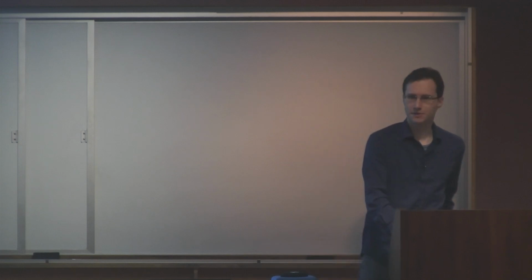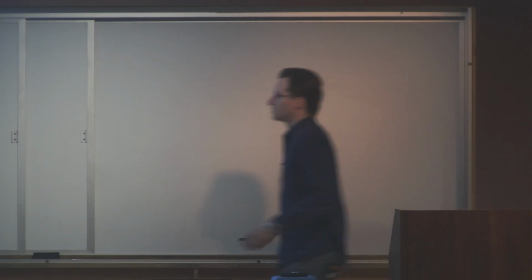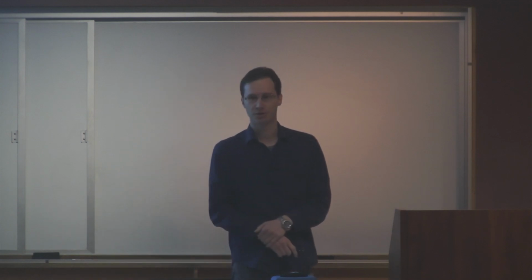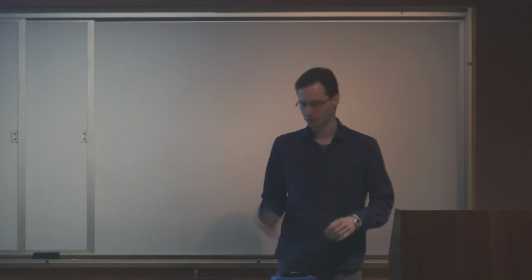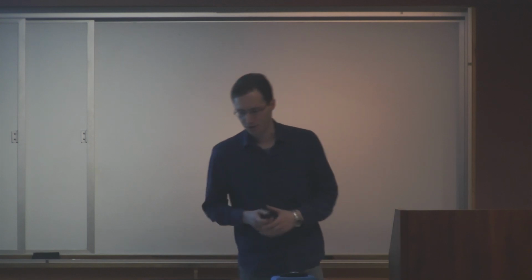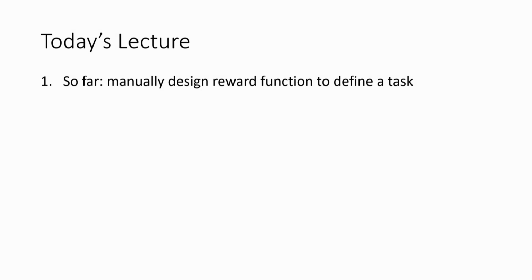Right, let's get started. So today we're going to discuss inverse reinforcement learning, continuing from our discussion of control as inference from last week. So far, all the reinforcement learning algorithms that we've discussed have this kind of paradigm where you manually design the reward function to define the task. And we basically saw essentially two ways to get control policies: directly imitating demonstrated behavior and manually designing reward functions.